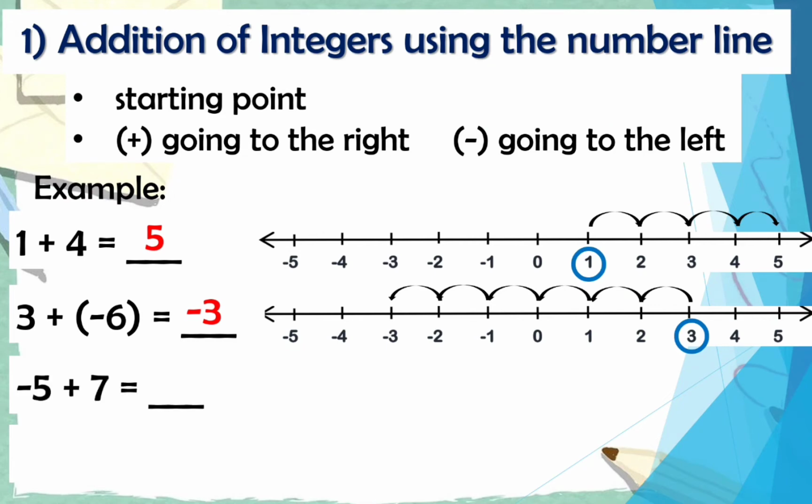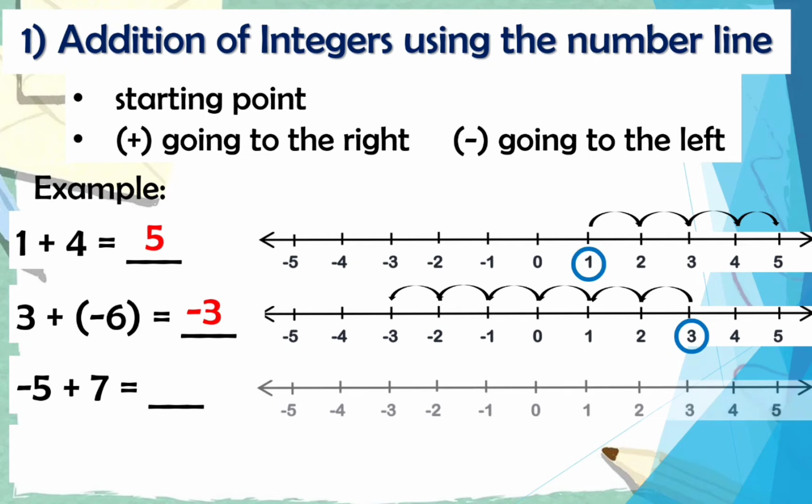Next, negative 5 plus 7. So, in number line, our starting point is negative 5. Plus positive 7. So, 7 is positive. So, the direction of our movement will be going to the right. So, papunta tayo sa kanan ng ilang beses? Ng 7 beses. Kasi positive 7. So, from negative 5, punta tayo sa kanan ng 7 beses. So, 1, 2, 3, 4, 5, 6, 7. So, the answer is positive 2.